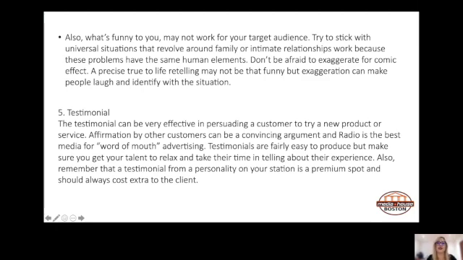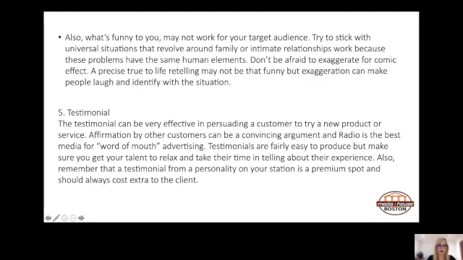So try to stick to universal situations that revolve around family or around intimate relationships, because these problems have the same kind of human elements, okay? We can relate to them. Don't be afraid to exaggerate for comic effect. A precise, true-to-life retelling may not be that funny, but exaggeration can make people laugh and identify with the situation.